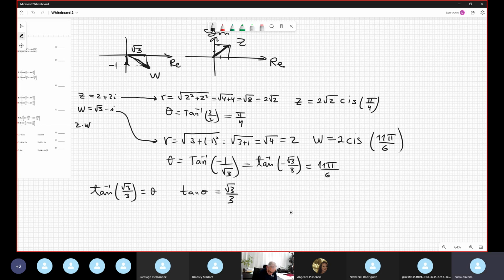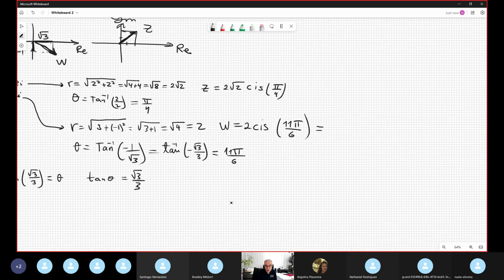So why is it 11 pi over 6 and not negative 30? Yes, professor, you can. Really, both are acceptable. You can say this is equivalent, well, okay, I don't like 11 pi, so it's 2 times cosine plus i sine of negative pi over 6. They are equivalent. So professor, on the test, if we put both answers, they are correct, right? Yeah, because they are equivalent. So 100 points for you in both cases.